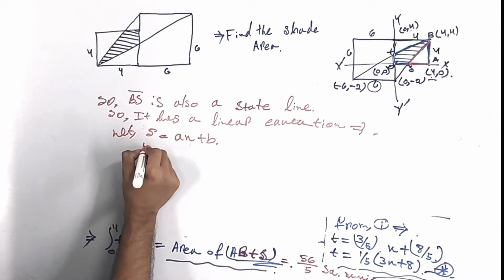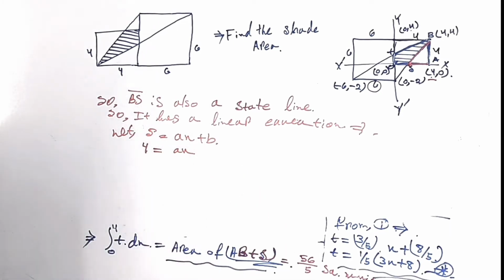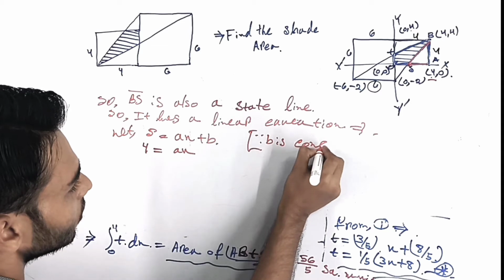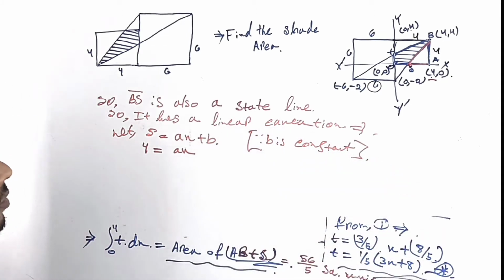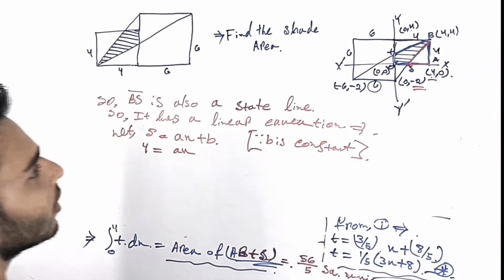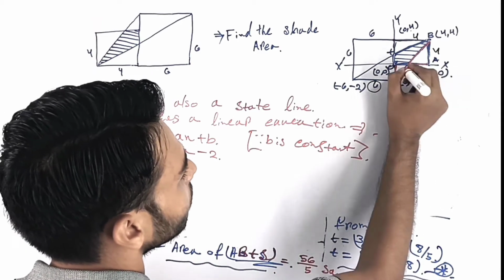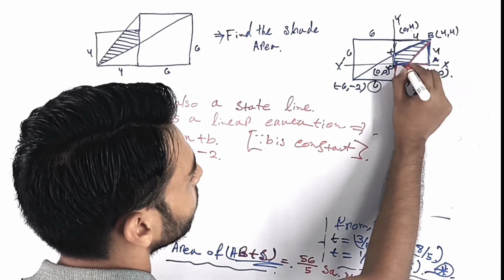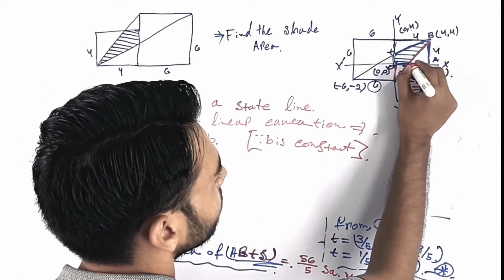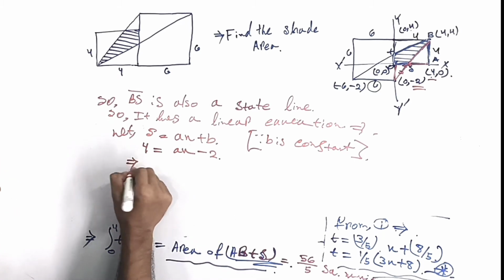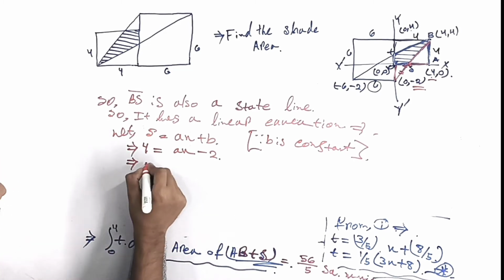So I write down that 4 equals ax, and I write down that b is a constant term. So now b is constant, and that's equals to, b is coming from this minus 2, as O is 0 comma minus 2, and this line and this portion is much more important as base and height backside. So now 4 equals ax minus 2.